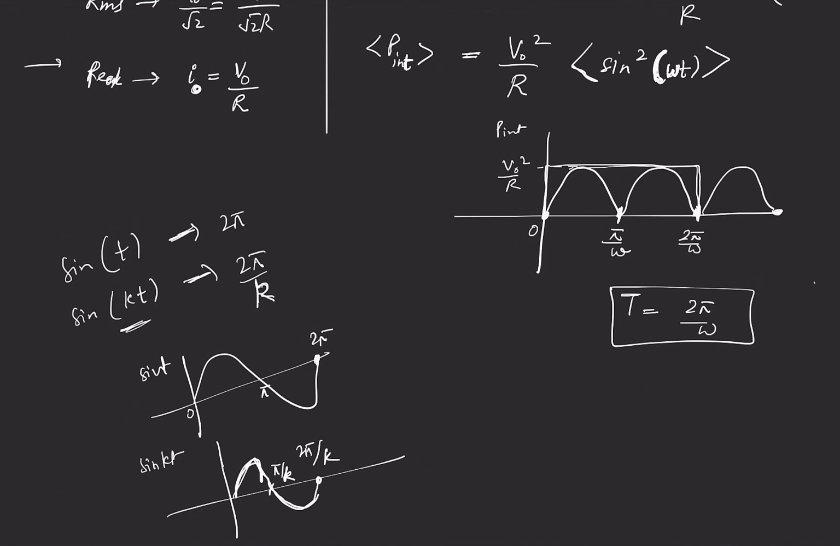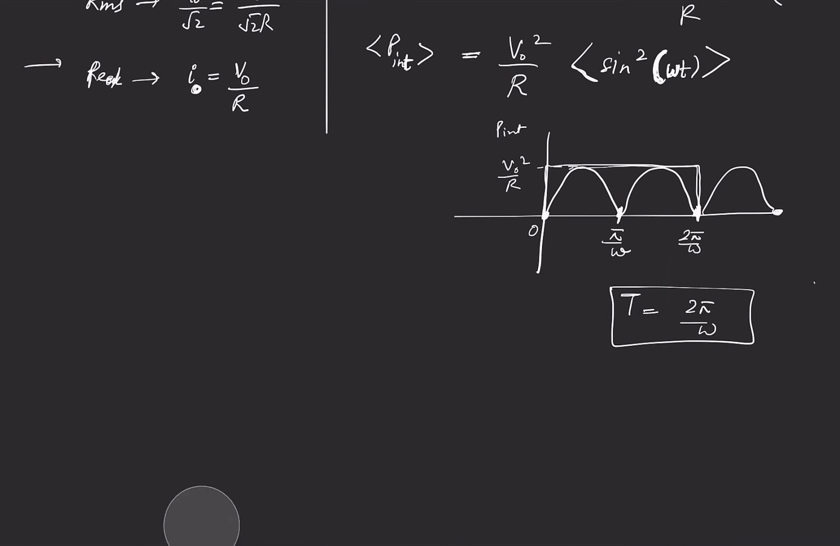And if we square it, this thing becomes like this, sin squared omega t. Again it will complete one cycle in 2 pi by k. So if the x-axis is time, then after 2 pi by k time the sine will complete its one cycle. That's why the time period is 2 pi by k, or in this case the time period is 2 pi by omega.